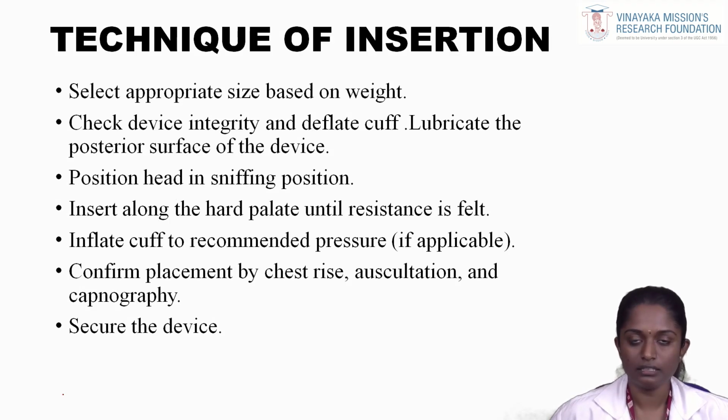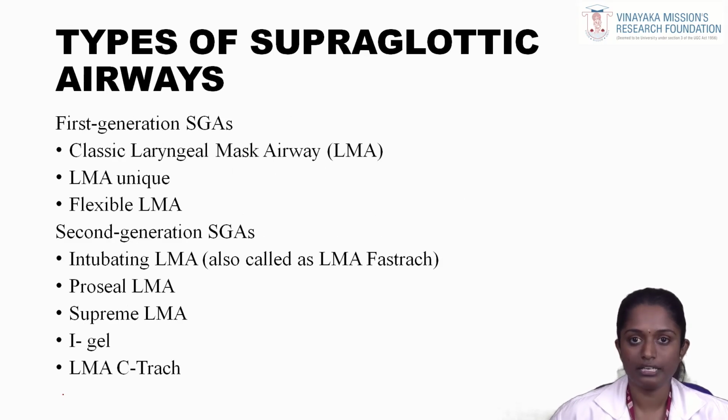Technique of inserting this supraglottic airway: first we have to select the appropriate size, based on the weight of the patient, check device integrity and deflate the cuff, lubricate the posterior surface of the device. Position: it should be in the sniffing position. Insert along the hard palate until resistance is felt. Inflate the cuff to recommended pressure, then confirm the placement. Placement will be confirmed by chest rise, auscultation and capnograph. Then secure the device.